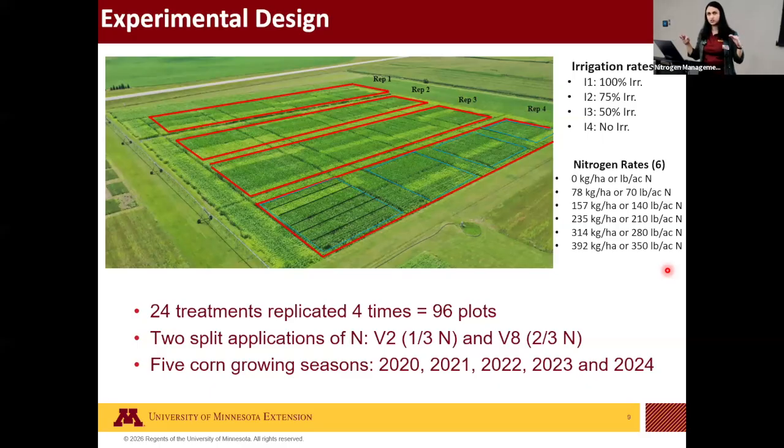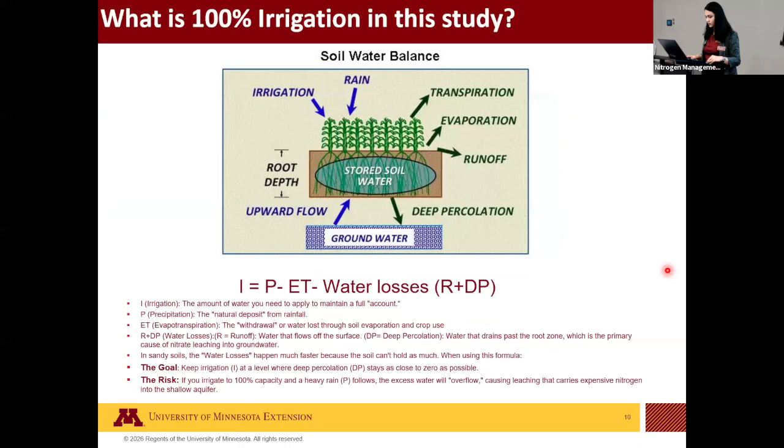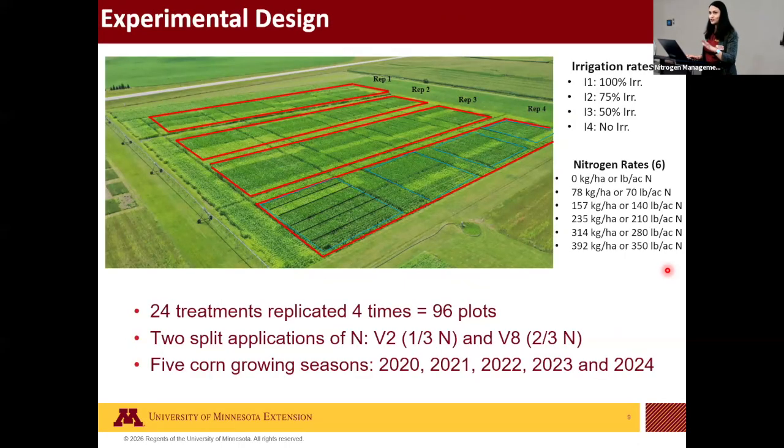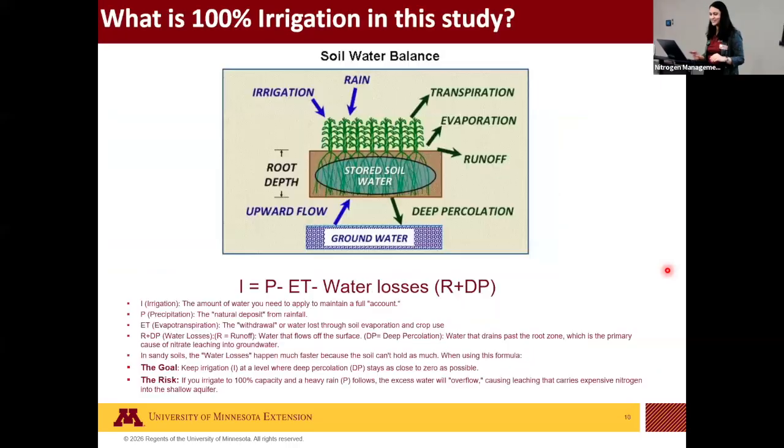split applied, because it's sandy soils that's recommended. So we split applied nitrogen, urea into 2 splits, 1/3 nitrogen at V2 and 2/3 at V8, and then conducted this study for 5 years. I think I forgot to mention here, this study was funded by AFRAC. I have logos in the other slides, but I forgot to put it here.